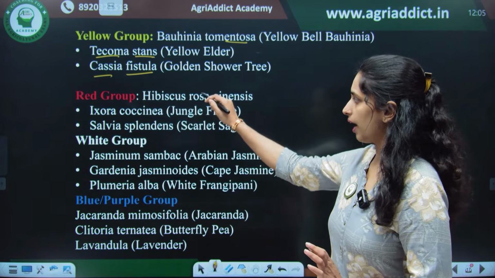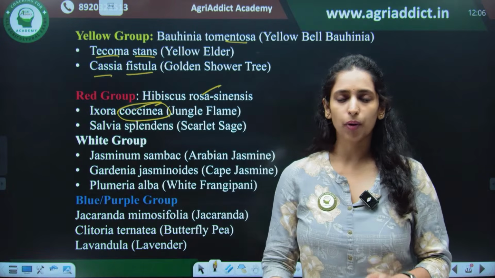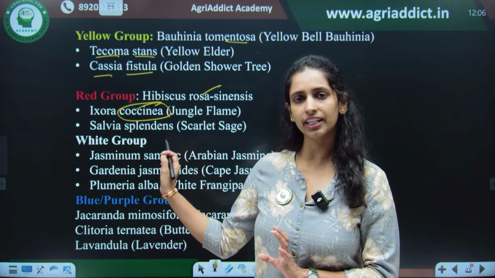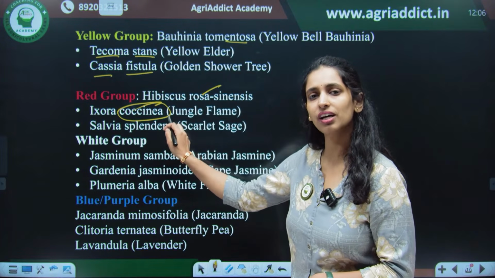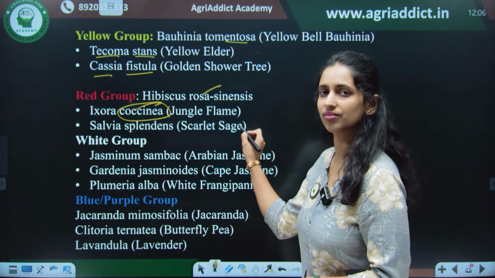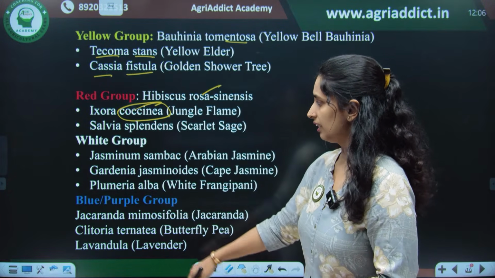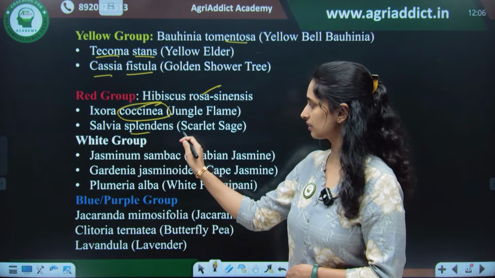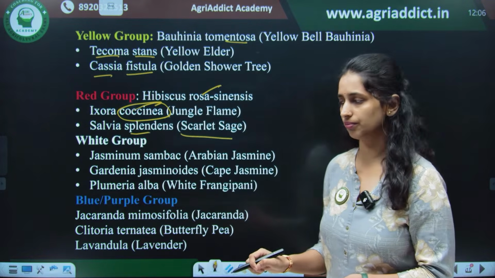And in red group: Hibiscus पता है, Ixora coccinea. Ixora में बहुत सारा स्पीशीज है, उसमें coccinea is the red one. You have to remember this. Question was asked in our time, JRF I think 2023 JRF they have asked. See Ixora coccinea. Salvia splendens, its common name is scarlet sage and it is having the red flowers.